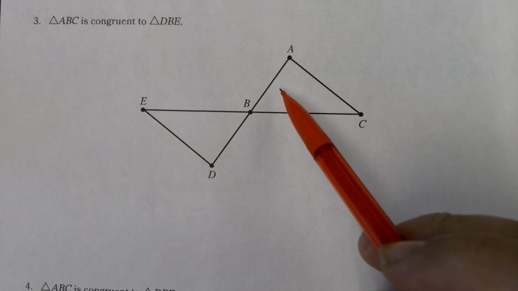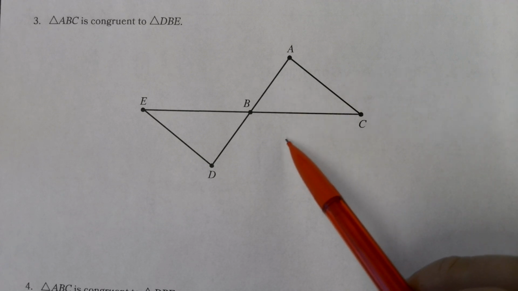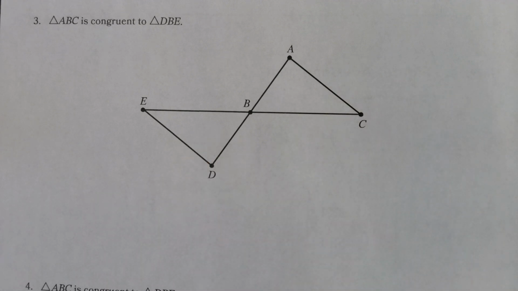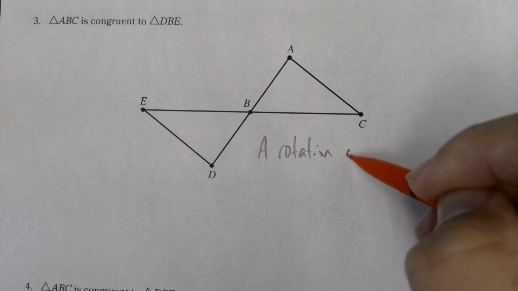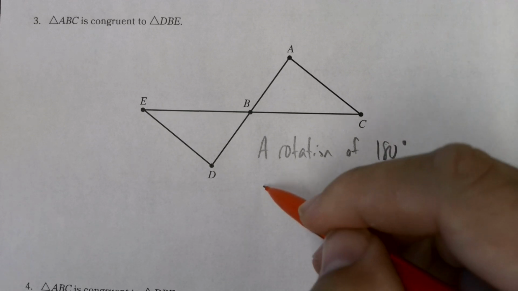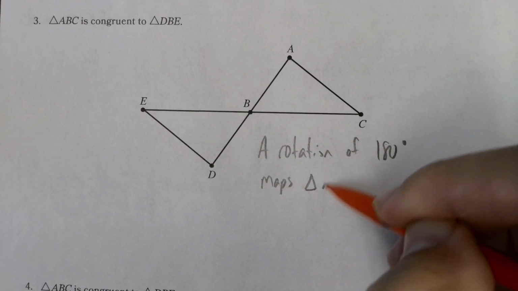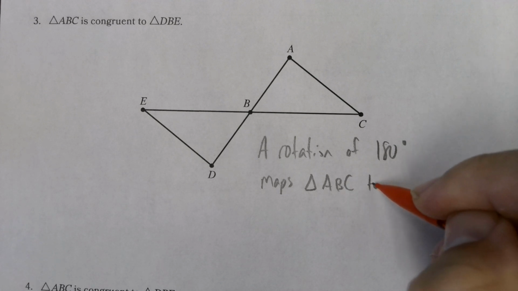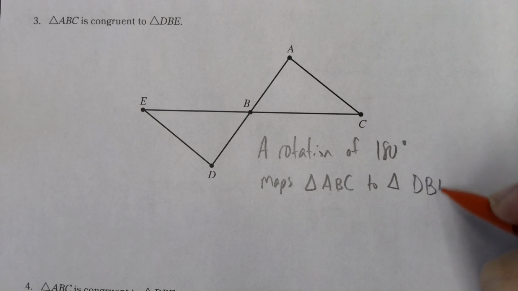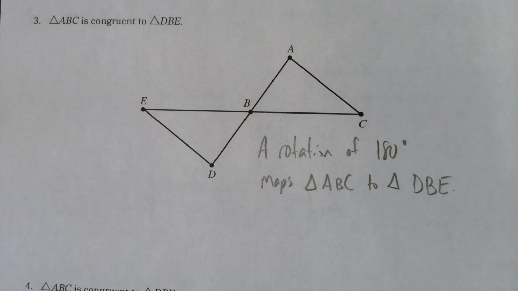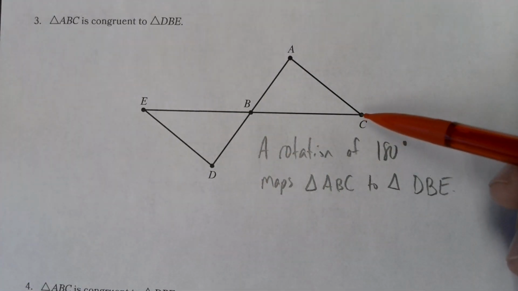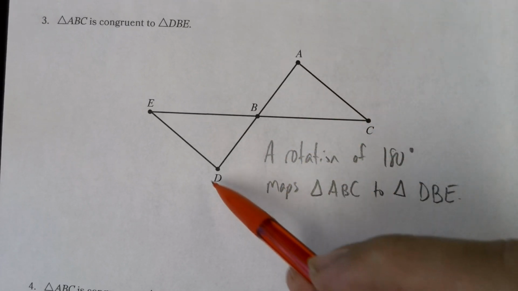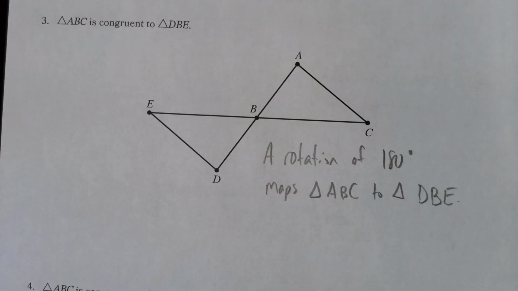Well, this would be a case where we would have to just turn our triangle. Okay? A rotation of 180 degrees maps triangle ABC to triangle DBE. Okay, turn this around. Okay, we spin it. C is going to go to E, A is going to go to D, and B will match up with B again.